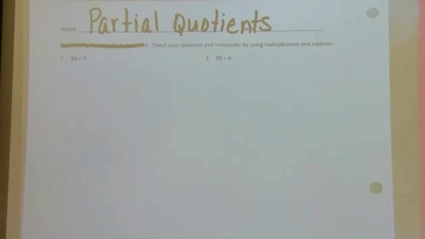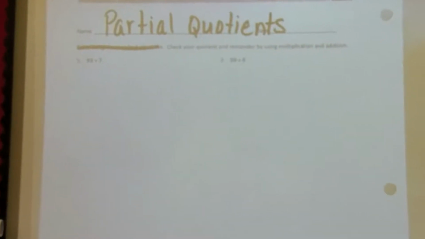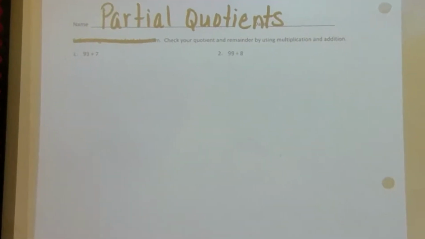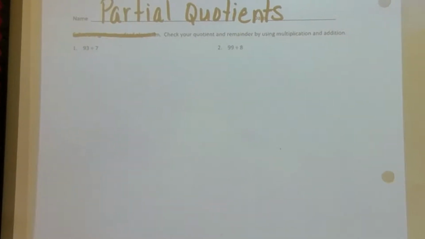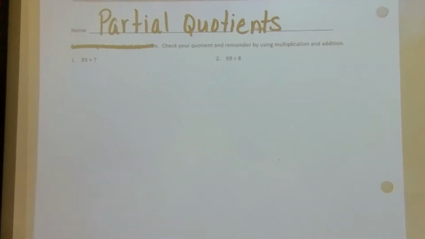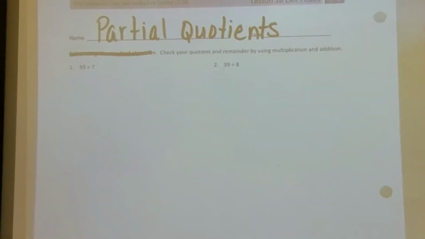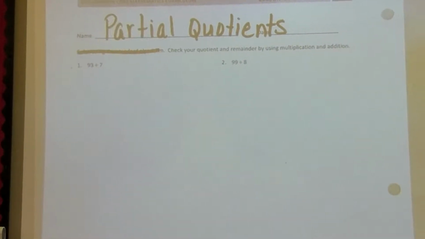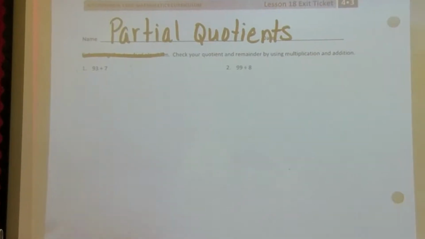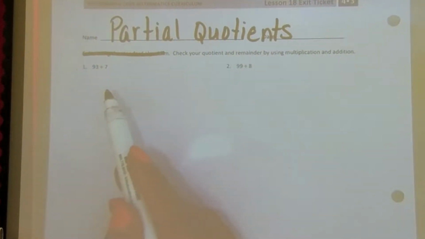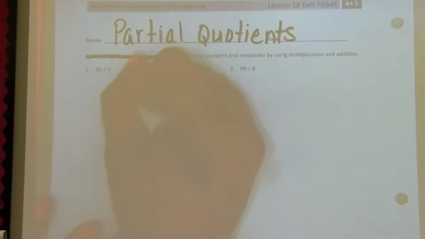A strategy we're using in 4th grade for dividing numbers is partial quotients. Partial quotients is very similar to partial products because we're using the facts that we know to find smaller parts in order to divide larger numbers. So for this first problem, we have 93 divided by 7.